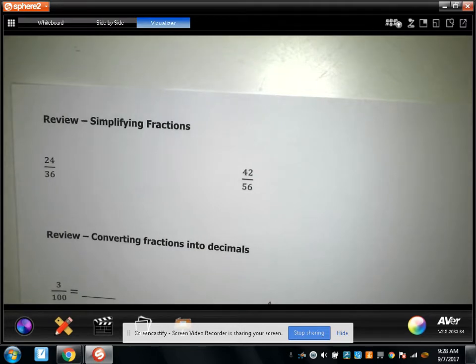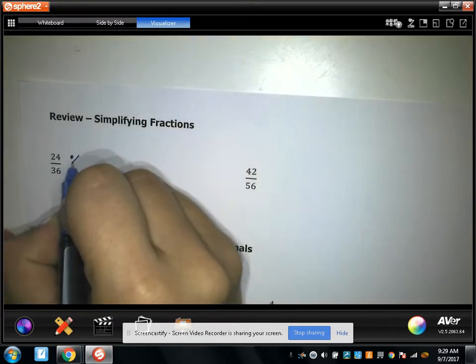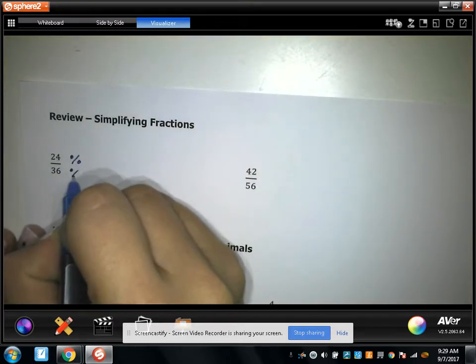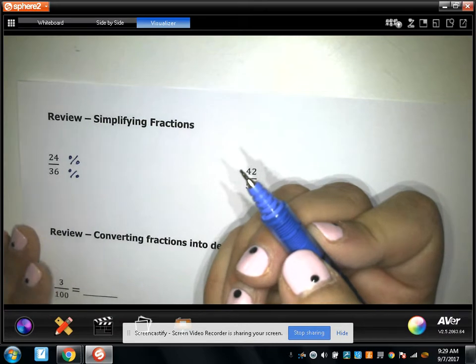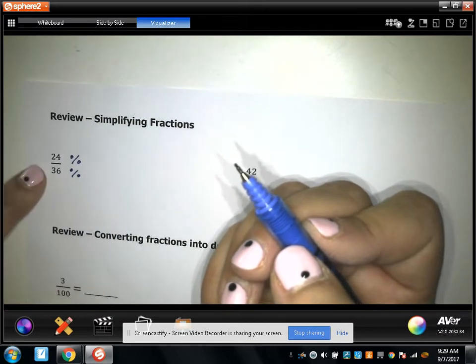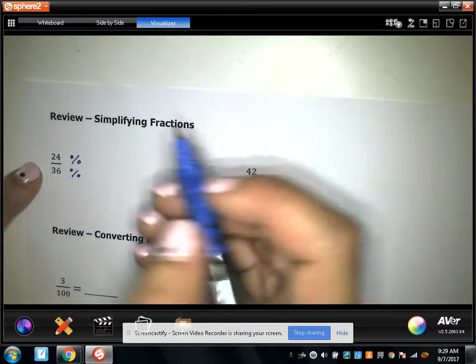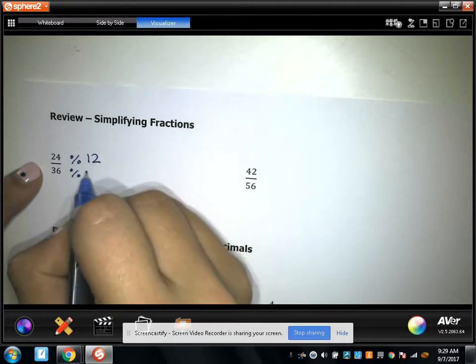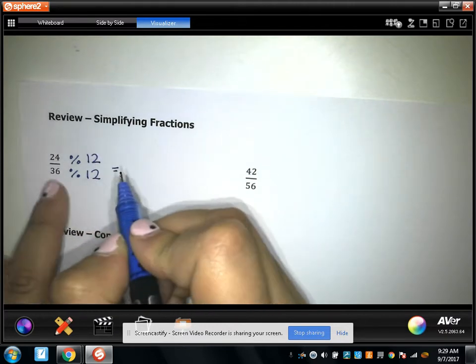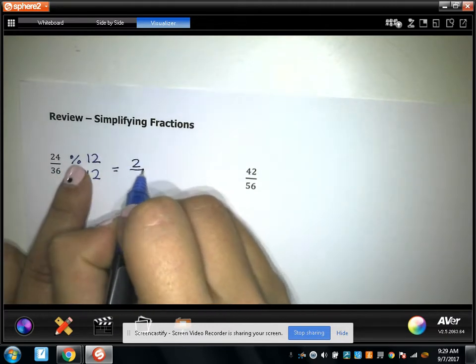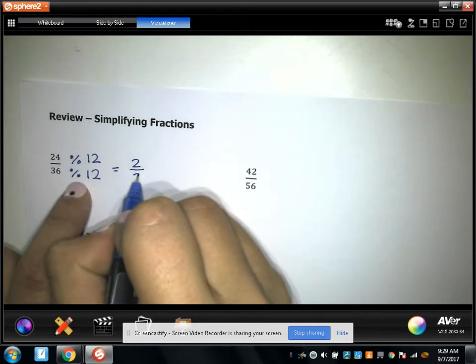In order to simplify a fraction, you want to think of the greatest common factor that goes into both the numerator and the denominator evenly. In other words, what can I divide both the numerator and the denominator by evenly? What's the biggest number? In this case, the biggest number I can divide these numbers by is 12. And then I do: 24 divided by 12 is 2, and 36 divided by 12 is 3.